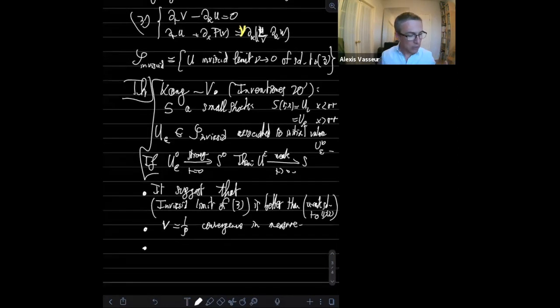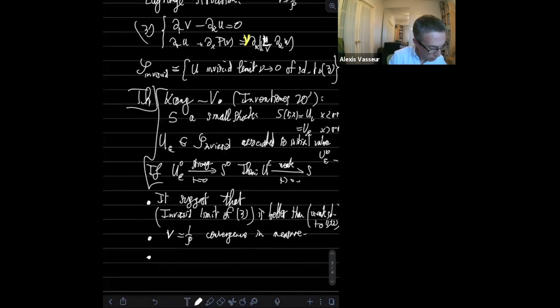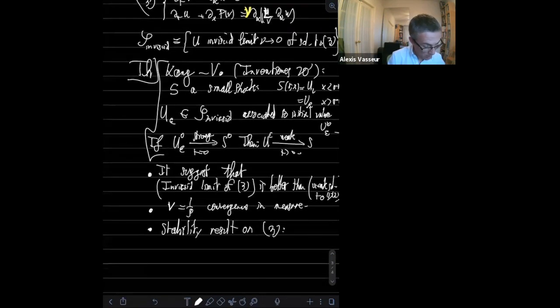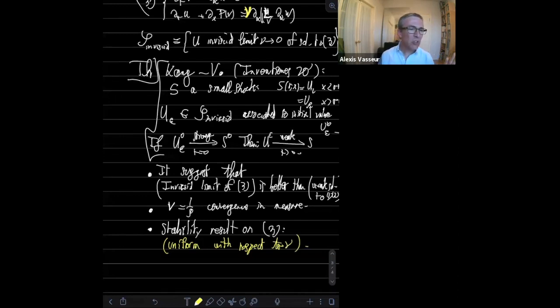I mean, there are two parts. There is one part, which was the stability result on Navier-Stokes on 3, right? But what is important is that it is uniform with respect to nu. And I think it's the very first result of this kind, right?